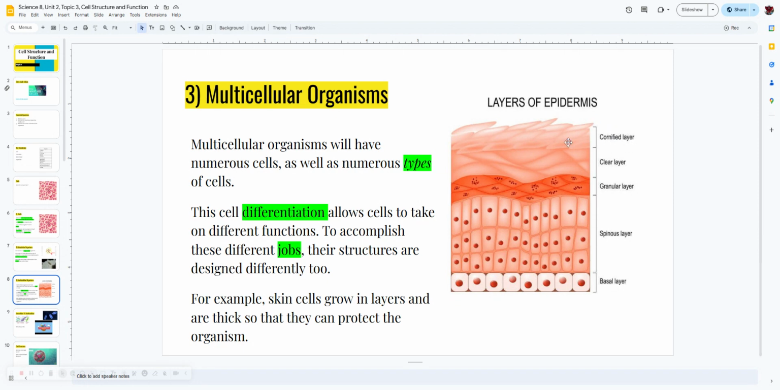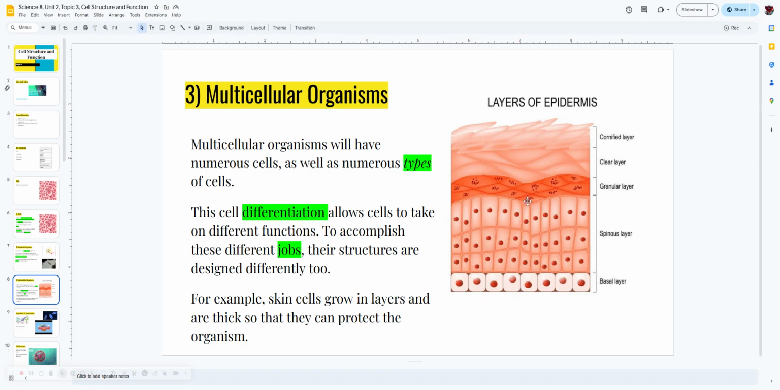If you look at this cornified layer, these look like armor. It looks like armor plating, like you might see on a lizard, right? And that makes sense. The function of this layer would be to protect the insides of the organism's body. So structure follows function.